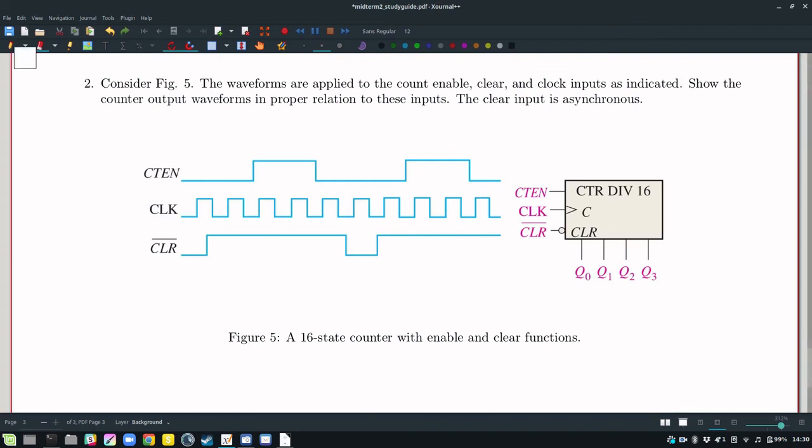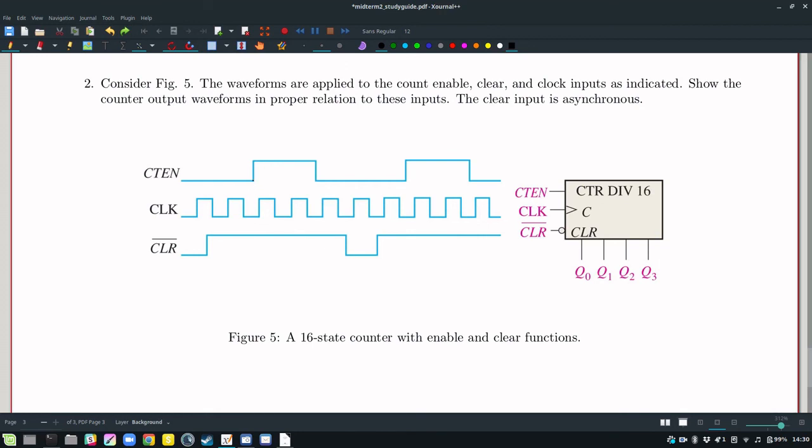So we'll argue that although we could count from 0 to 15, actually only the Q0 and Q1 outputs are ever activated. Clear is active low, so in this first portion here, nothing can happen. Also, the count enable has to be high for the counting to take place. And remember that the clear input is asynchronous, so as long as we're in a high state for the active low clear here, then we're good to go.